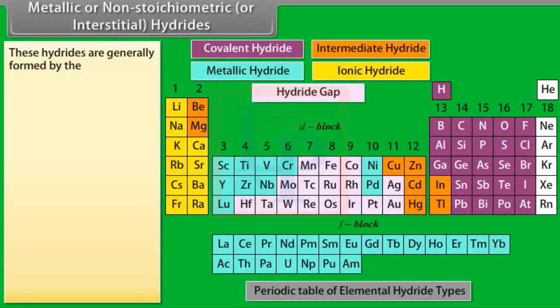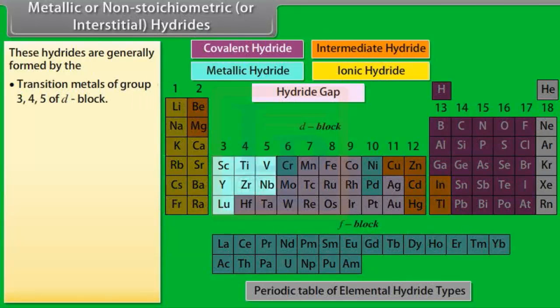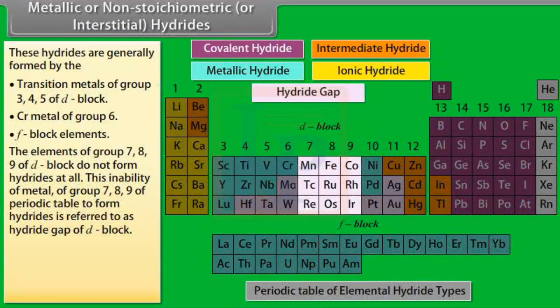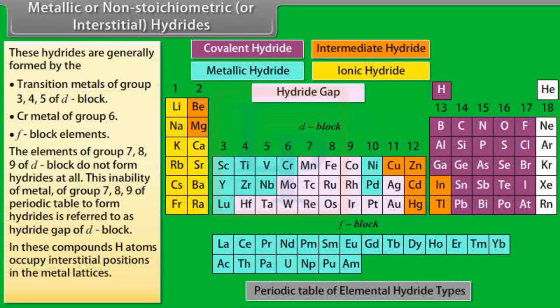Metallic or non-stoichiometric or interstitial hydrides. These hydrides are generally formed by the transition metals of group 3, 4, 5 of the d-block, Cr metal of group 6, and f-block metals. The elements of group 7, 8, 9 of the d-block do not form hydrides at all. This inability of metals of group 7, 8, 9 of the periodic table to form hydrides is referred to as the hydride gap of the d-block. In these compounds, H atoms occupy interstitial positions in the metal lattices.